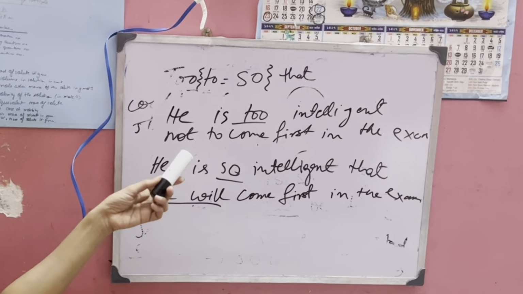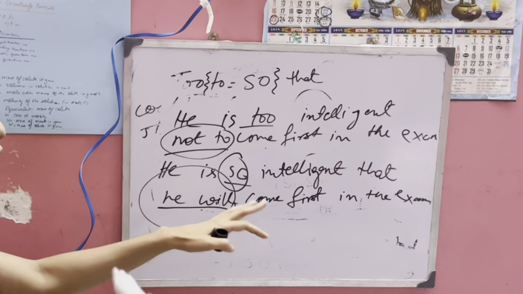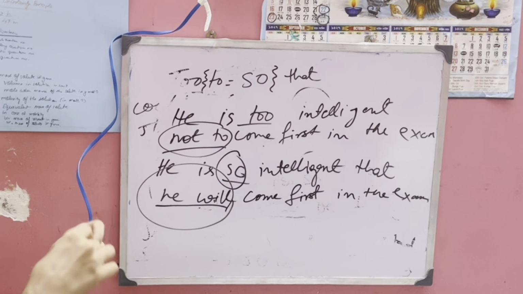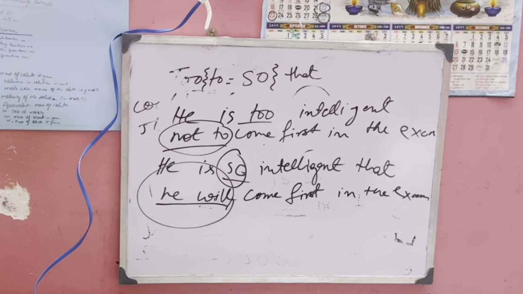And as I told you, if the sentence is positive, it gets converted to negative and vice versa. So here this is the negative sentence, not to come first in the exam. So he is so intelligent that he will come first in the exam. Now you cannot write he will not come first in the exam. In that case, the meaning would change. What does that mean? That he is very intelligent. That's why he's gonna come first in the exam.